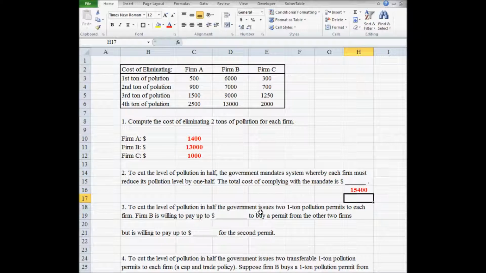Suppose instead the government issues 2 1-ton pollution permits to each firm. Firm B is willing to pay up to how many dollars to buy a permit from the other 2 firms? Well, it's willing to pay up to $6,000 to one of the firms for a 1-ton pollution permit, and it's willing to pay up to $7,000 for the second pollution permit.